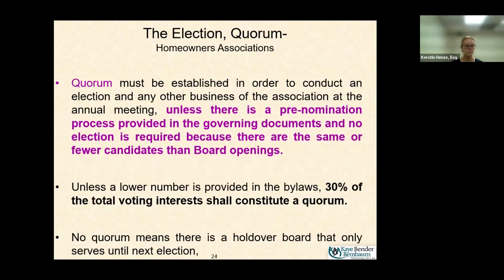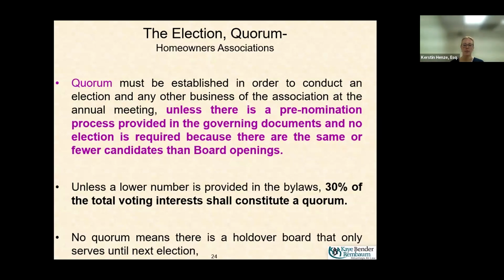Quorum. Really, your first agenda item on the date of the election or the date of your annual meeting is to establish quorum. Unlike with condominium associations, you need quorum in order to conduct the rest of your agenda, which includes your election. So if you don't have quorum, you can't conduct an election. Okay? And you can't conduct any other business on that day.